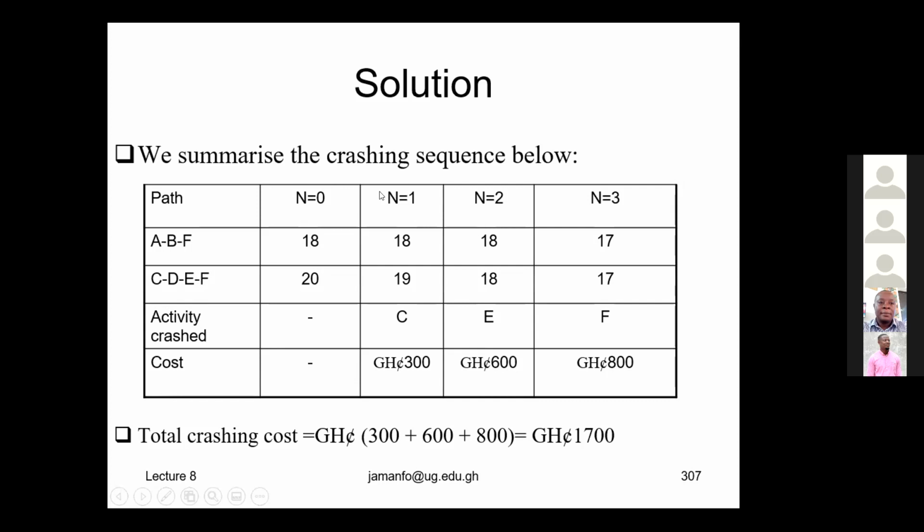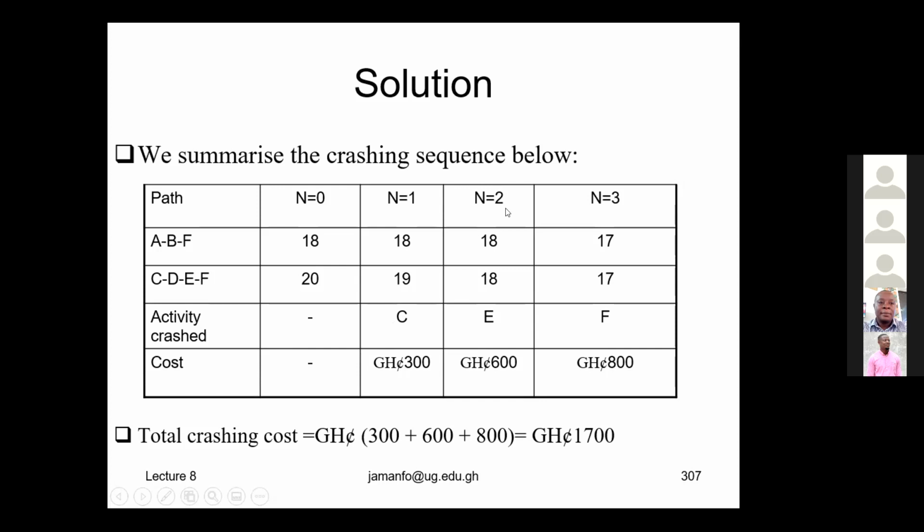Now come to N is equal to 1. So we'll crash an activity per day. And remember, we are focusing on the critical path. So 18 is maintained, and then we crash this by 1 day. And which activity are we crashing? We are crashing C. And we are crashing C at what cost? At the cost of 300.